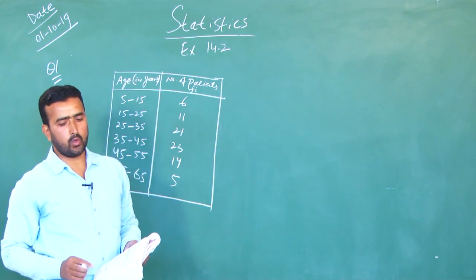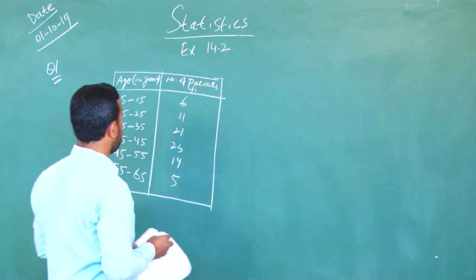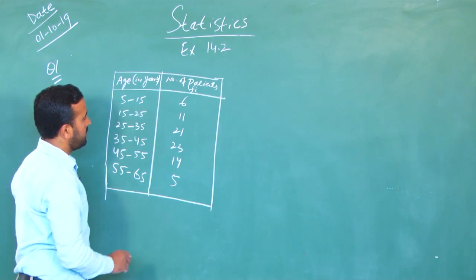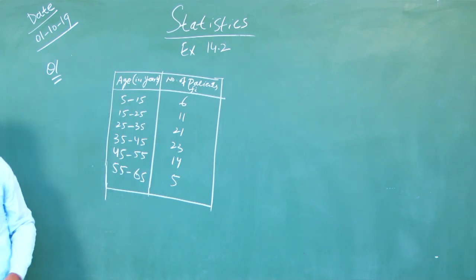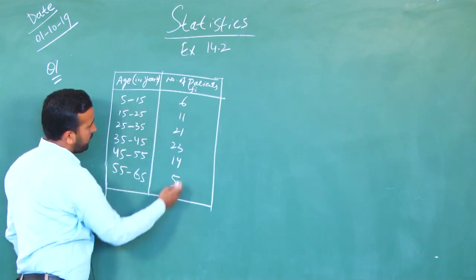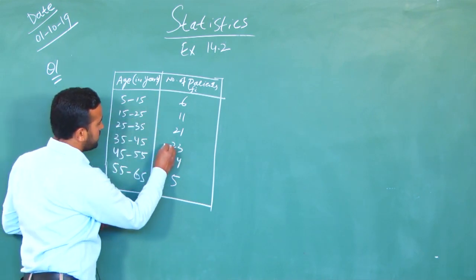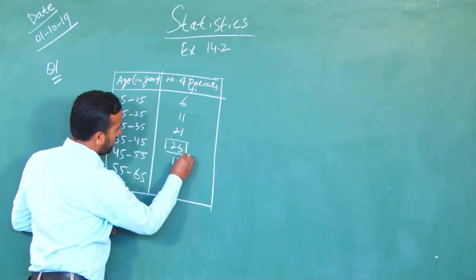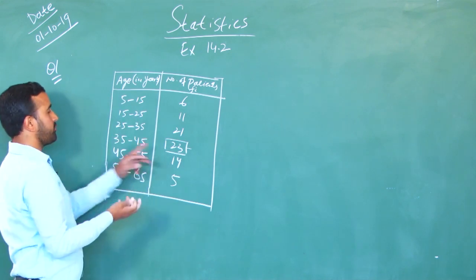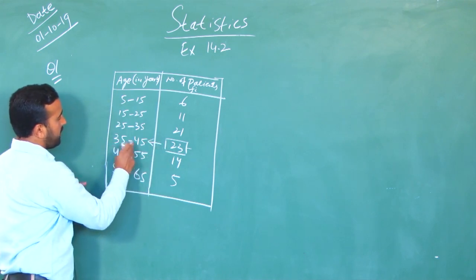The modal class, as we know, is that group of the data which has the highest frequency. As is evident from the table, the group having the highest frequency is 23. Out of all the frequencies, 6, 11, 21, 23, 14 and 5, 23 is the highest frequency, and the class corresponding to this frequency is the class 35 to 45.